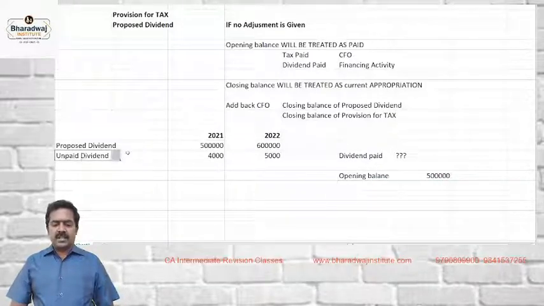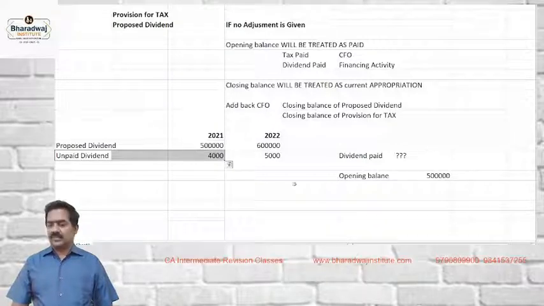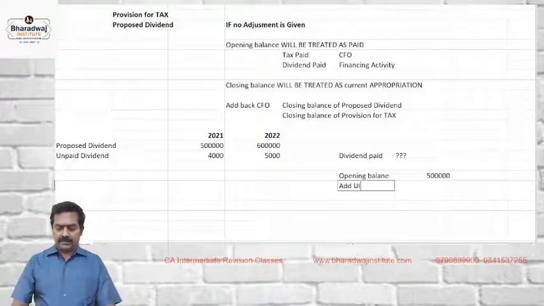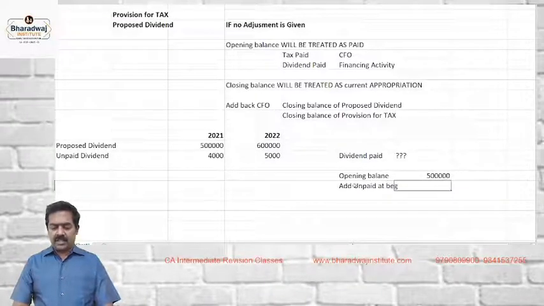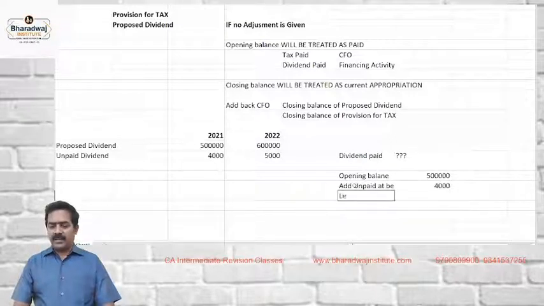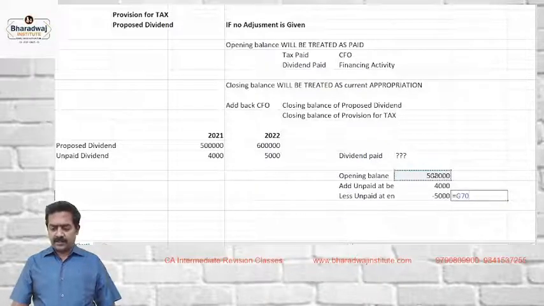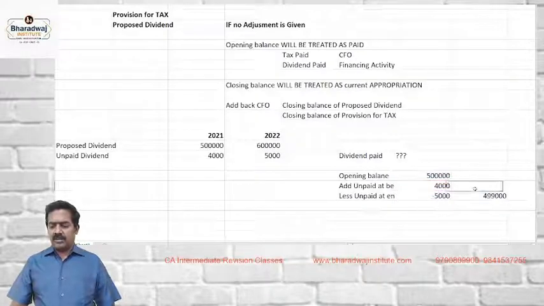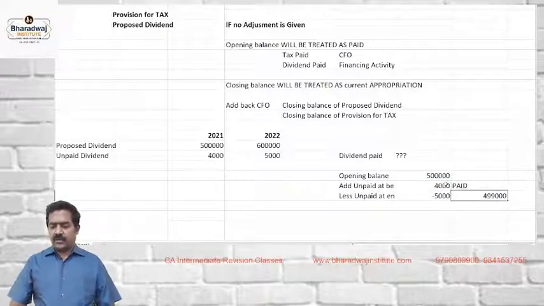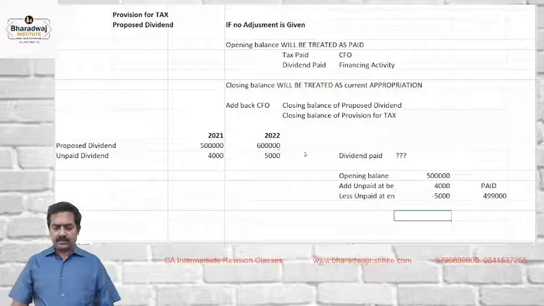Apart from this, what is the unpaid dividend at the beginning of the year? 4,000. That would have been paid. Less unpaid at the end. How much? 5,000 not paid. So out of 5 lakhs, this one is paid and this one is not paid. So what is the dividend paid for the year? 4,99,000 is paid.